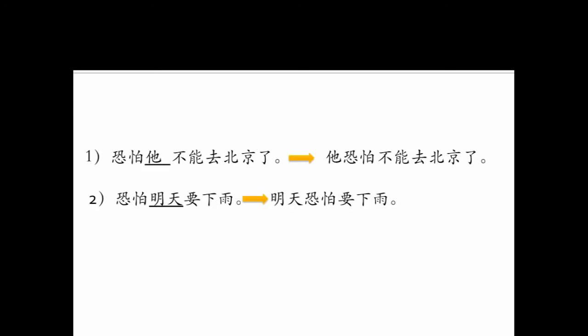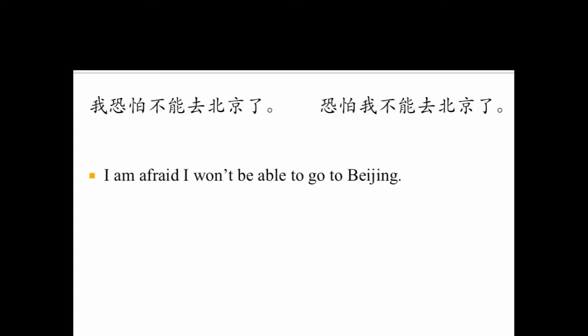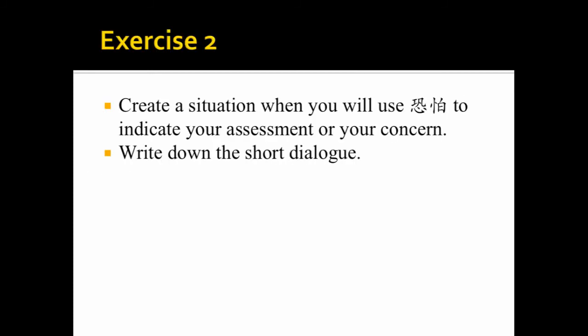So, let's look at these two sentences. 恐怕他不能去北京了。We can also put it like this. 他恐怕不能去北京了。他 is the topic of the clause. 不能去北京。恐怕明天要下雨。We can put it like 明天恐怕要下雨。The topic of the clause can be put before or after 恐怕。Similarly, 我恐怕不能去北京了 is equal to 恐怕我不能去北京了。Got it? Exercise 2.